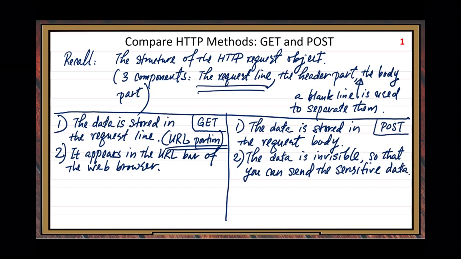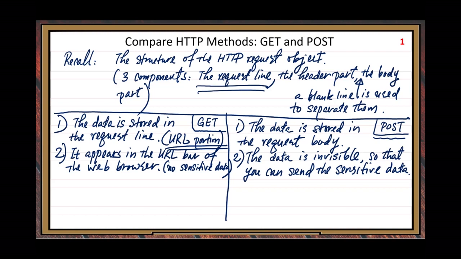The get method appears in the web browser URL bar, so it is not secure. No sensitive data can be sent using the get method, such as password, social security number, credit card number. When you need to send those pieces of sensitive information, you should use the post method, not get.